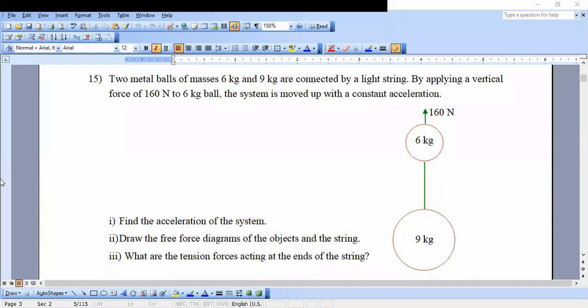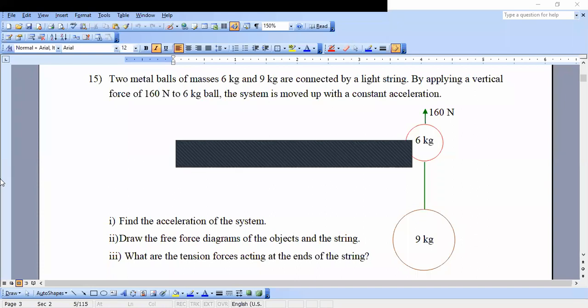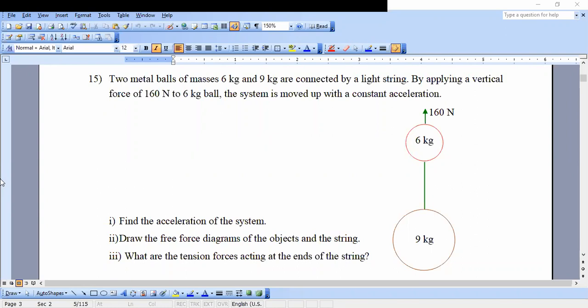Two metal balls of masses 6 kilogram and 9 kilogram are connected by a light string. By applying a vertical force of 160 Newton to the 6 kg ball, the system is moved up with a constant acceleration. The masses of the two objects are 6 kilogram and 9 kilogram. Find the acceleration of the system.